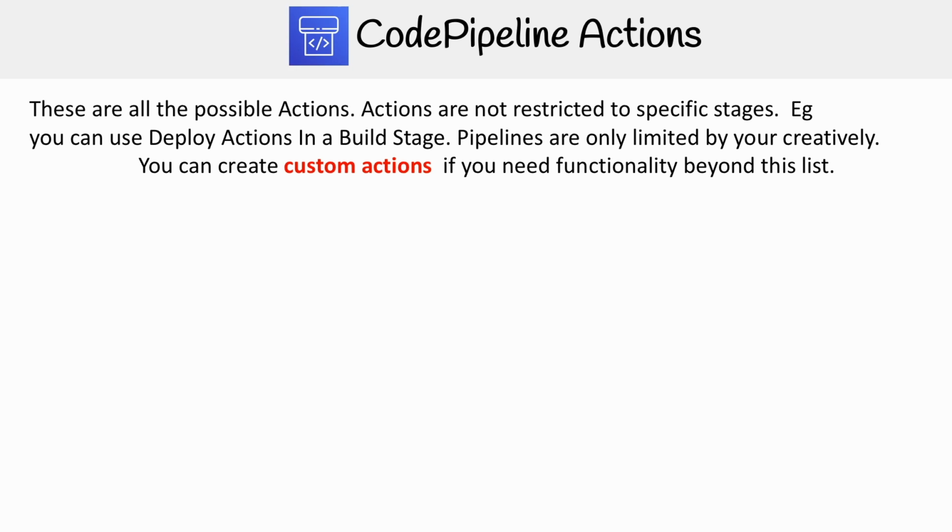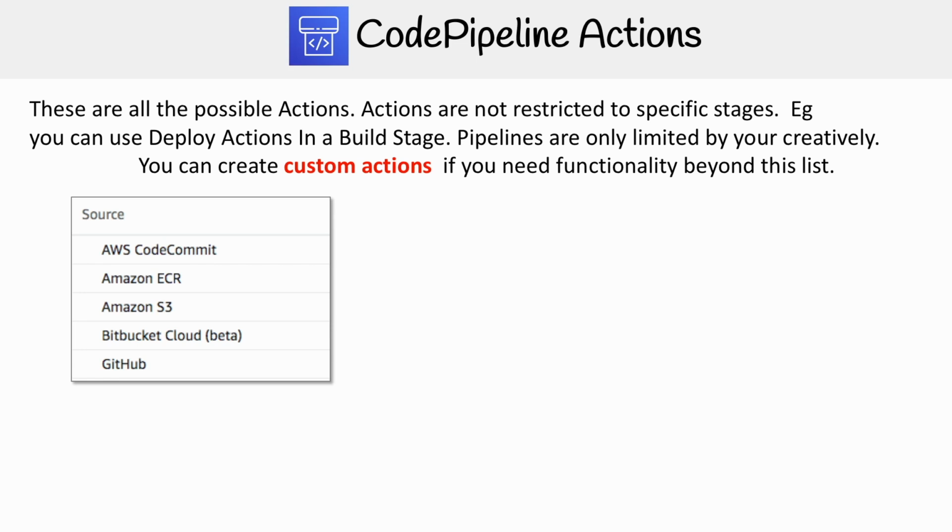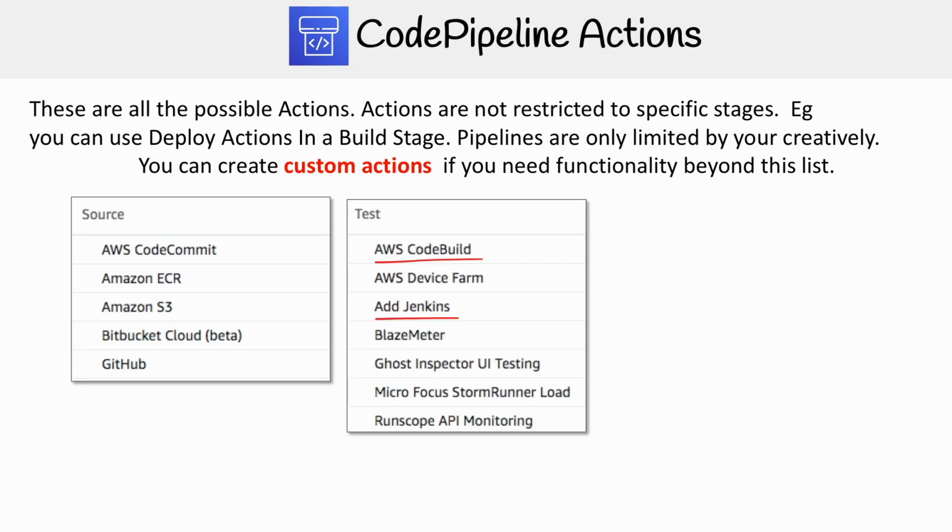And so let's get into the available actions to us. So we have source. So this is where we're pulling code from some repository. We have CodeCommit, ECR, S3. They now have support for Bitbucket, which is long overdue, and GitHub. Then you have your test actions. The most common ones you're going to be using are CodeBuild and Jenkins.